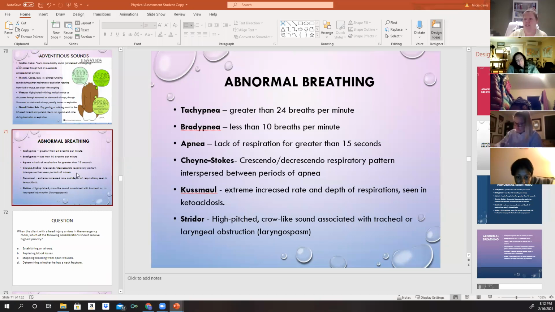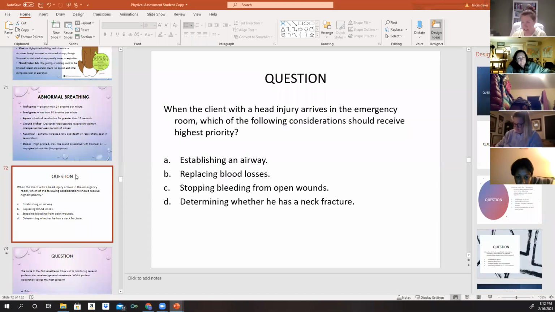All right, a question. When the client with a head injury arrives in the emergency room, which of the following considerations should receive the highest priority? Establishing an airway, replacing blood loss, stopping bleeding from open wounds, and determining whether the patient has a neck fracture.